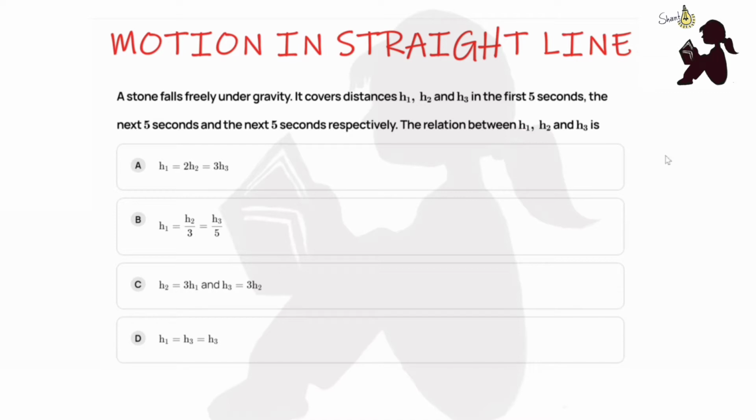Today we are going to solve a very good problem from motion in straight line. So this type of problems basically comes in NEET and JEE. So today we have taken up a problem from NEET 2013.